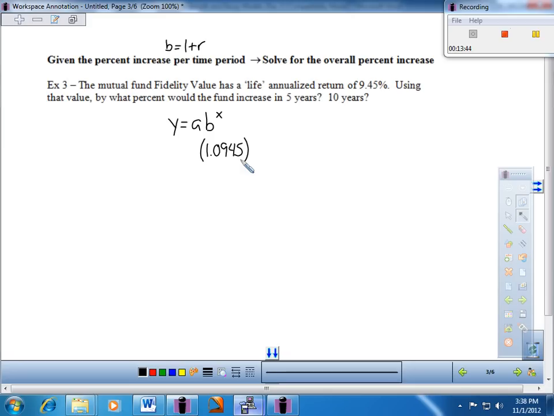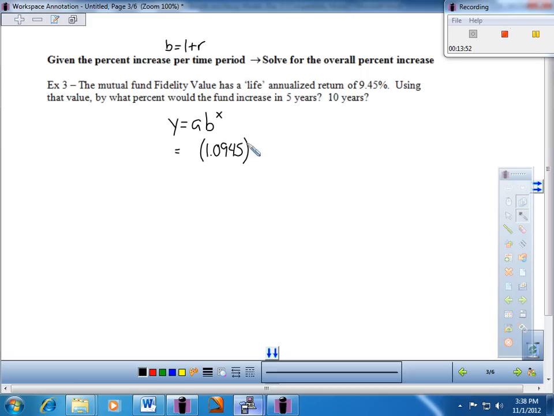Now, it's going to say using that value, by what percent would the fund increase in 5 years and 10 years? So I think in a moment I probably will put a 5 years here, and then for the second part we'll probably put a 10 years there and so forth. All right.